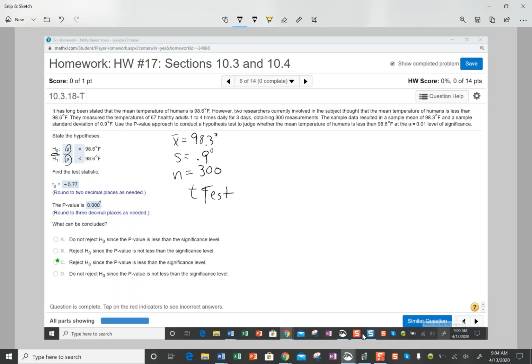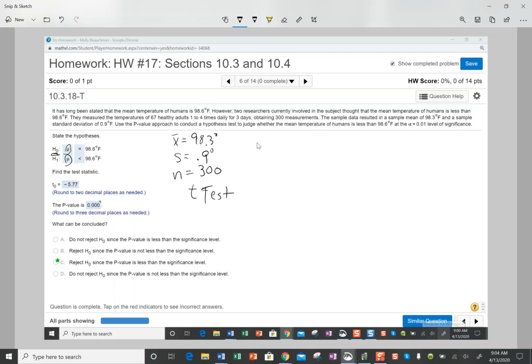In this video, we're going to take a look and see how to run a hypothesis test about a mean. This problem comes from the section 10.3 and 10.4 homework. So the problem is, it's long been stated that the mean temperature of humans is 98.6 degrees Fahrenheit. However, two researchers currently involved in the subject thought the mean temperature of humans is less than 98.6 degrees.